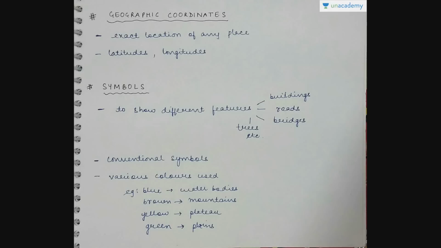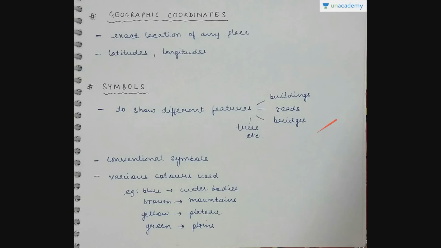The next is geographic coordinates. We have seen the latitudes and the longitudes. So they help us to determine the exact location of any place. Now what are the symbols? These are another component. These are some symbols which are used to show different features like buildings, roads, bridges.